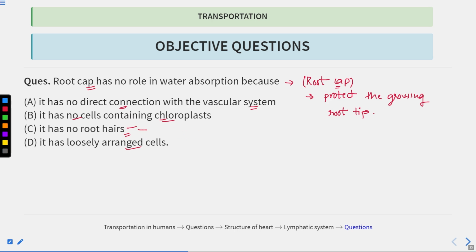The root hairs are involved in the absorption of water. They increase the surface area for absorption. They are involved in absorption of water. And this is one point. Another point is they also increase the surface area for absorption.